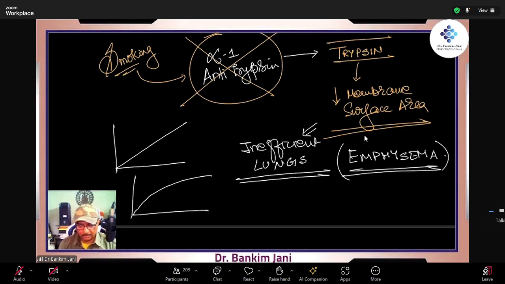Now, with inefficient lungs, the brain would say, we are getting less oxygen and the tissues are demanding oxygen. So, heart, beat fast. So there would be tachycardia. Heart rate would increase, right? For no reason, there would be increased heart rate.